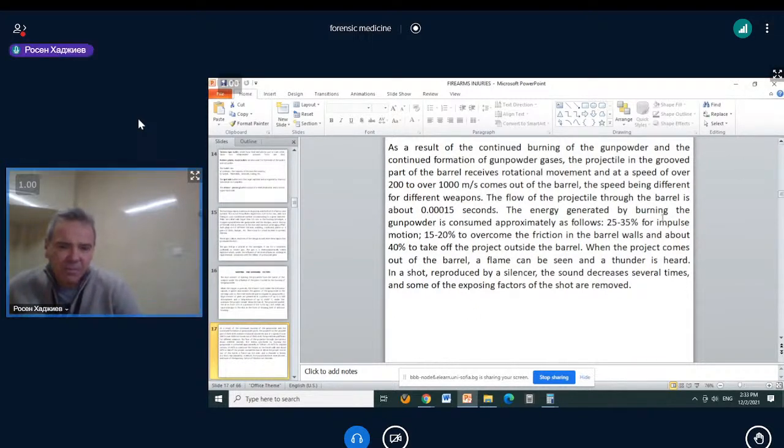You see how the energy is spread out: 35% to give the initial impulse of the projectile, 15 to 20% to overcome the friction with the barrel, and then 40% just to give the projectile the ability to move through the air and to reach the target.